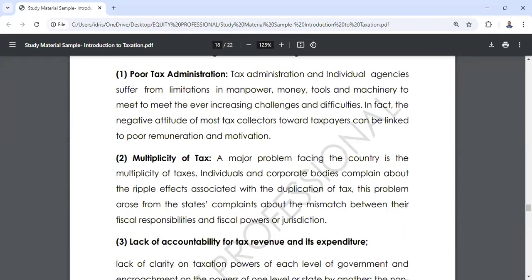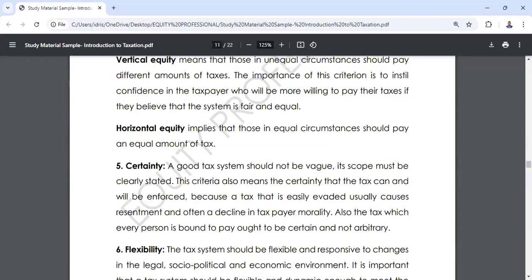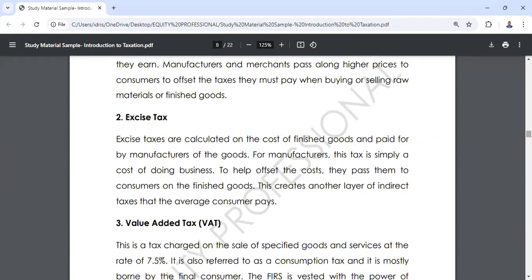Any question, any issue on this topic, introduction to taxation? Any question, any issue? No questions, sir. So in the absence of questions, we can call it a day. So please, I have one question. Okay, go ahead.